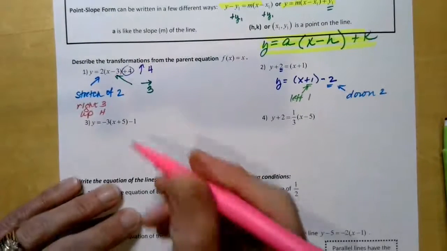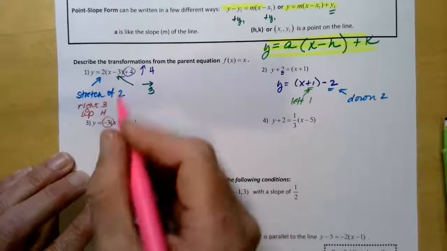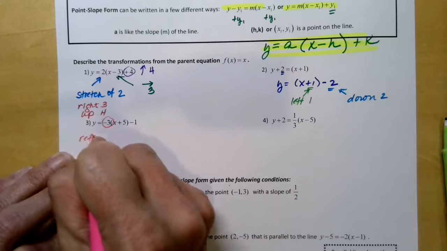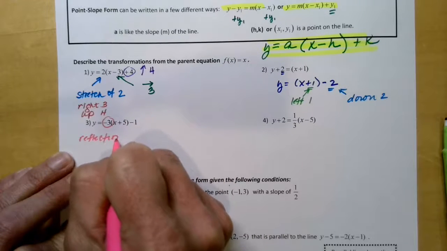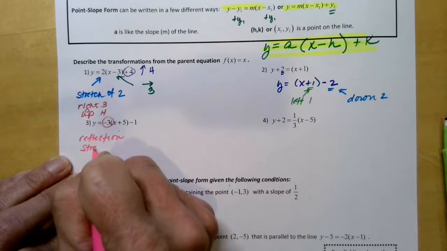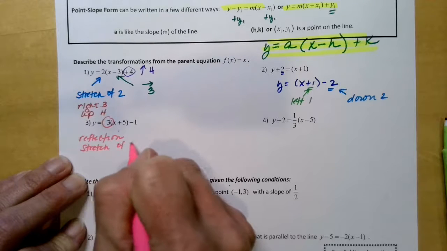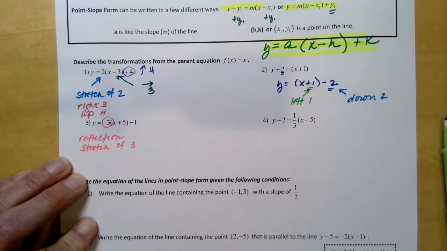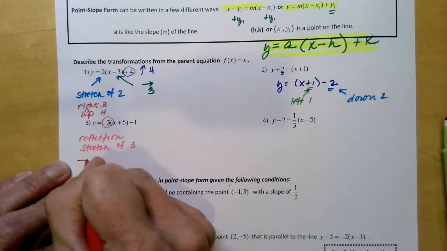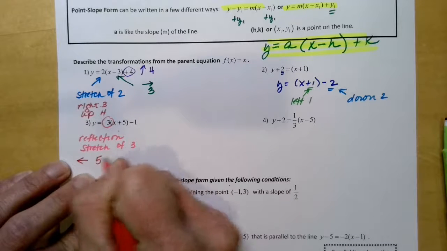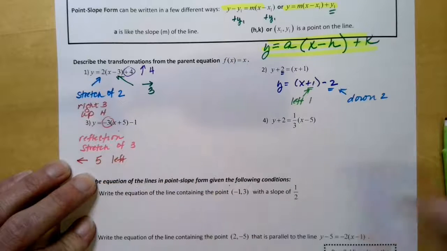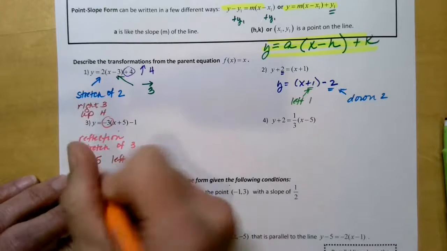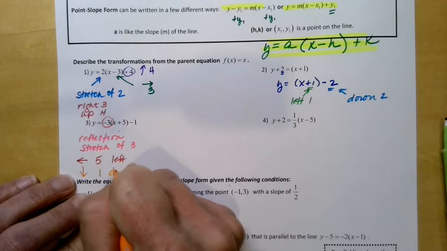Alrighty, here we have, check it out. We have a reflection. We have a stretch. We have movement to the left, 5. And we have movement down 1.